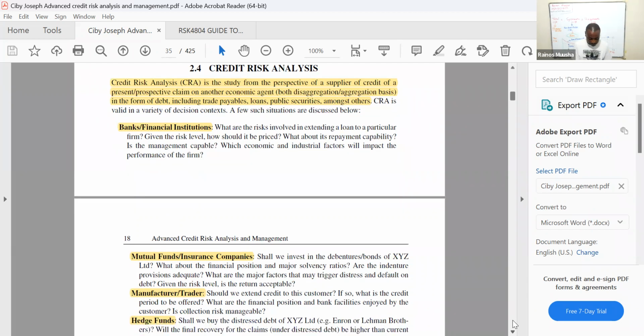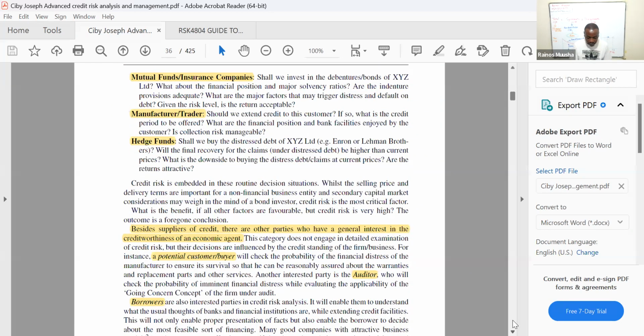Then when you look at it from a mutual fund or insurance company's perspective, the question would be: shall we invest in debentures or bonds of XYZ Limited? What about the financial position and major solvency ratios? Are the indenture provisions adequate? What are the major factors that may trigger distress and default on the debt? Given the risk level, is the return acceptable as well? Those are some of the questions that mutual funds or insurance companies would need to address before they extend credit.